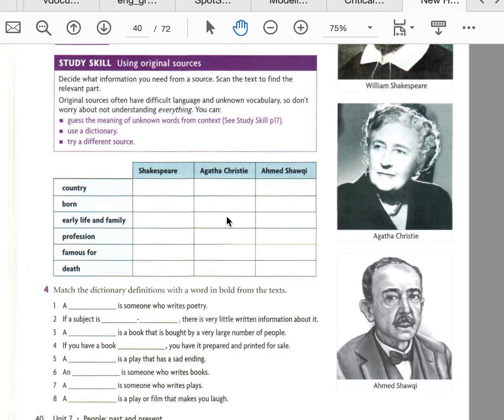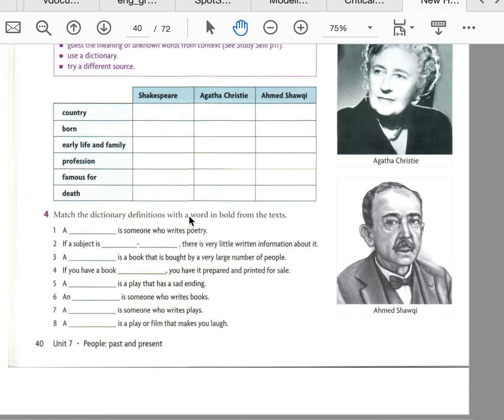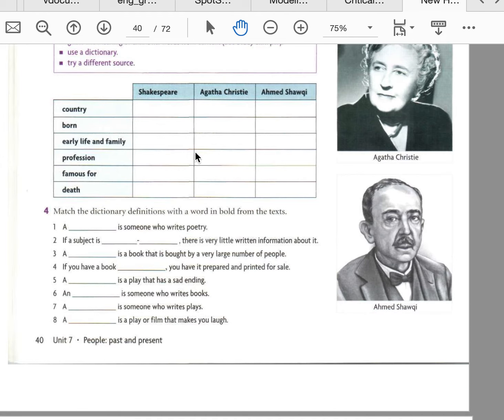What is he famous for? Ahmed Shawqi is famous for poetic plays, which are the poetic or lyrical plays. He is also famous for Al-Shawqiyyat in 1890, and his death was in 1932. So we are done with this table, as you can see on the screen.